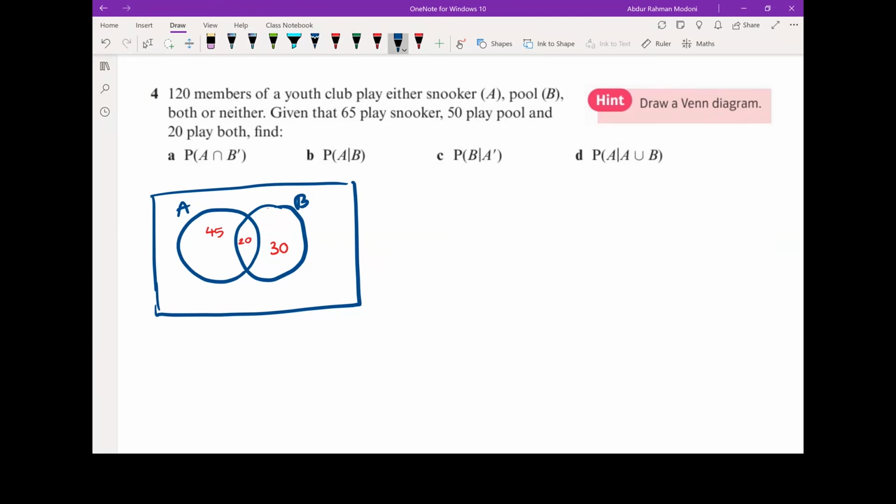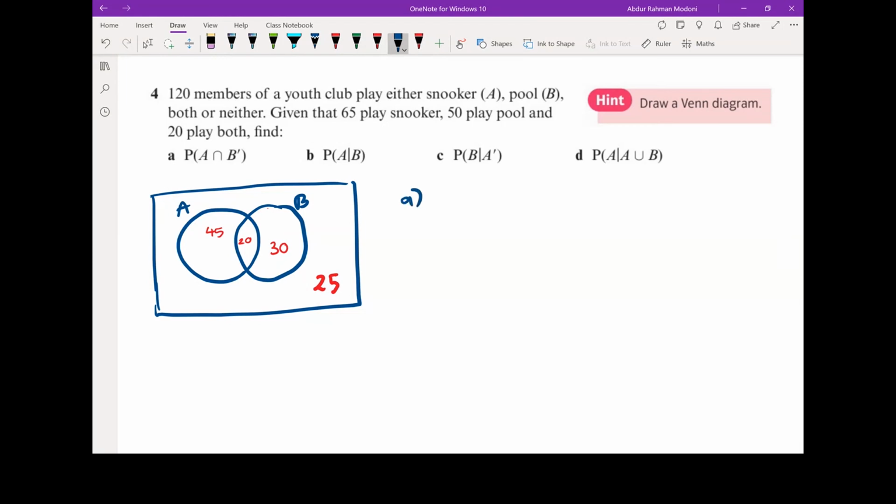Now I know that there are a total of 120 members of this youth club. So the total must add up to 120. So what we have outside here, those who don't play either snooker or pool, should be 25. Okay, just use the same color here, 25 here. So now my total adds up to 120. Now we're at a stage where we are ready to answer the question.